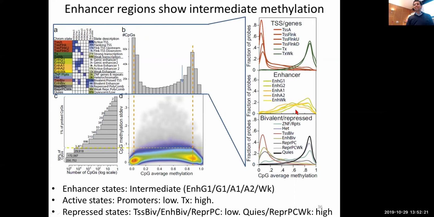So basically, probes that sit in enhancer regions were by far the most overrepresented in this intermediate methylation level. Everybody with me? That basically says that if I know the chromatin state that you're in, I can say a lot about your average methylation. But what's really cool is that this intermediate methylation state was also the one that showed the most variability.